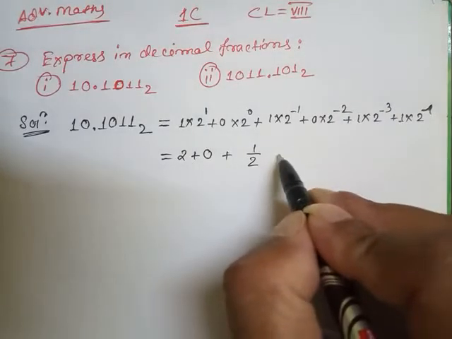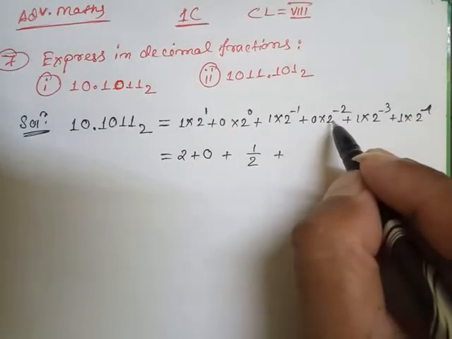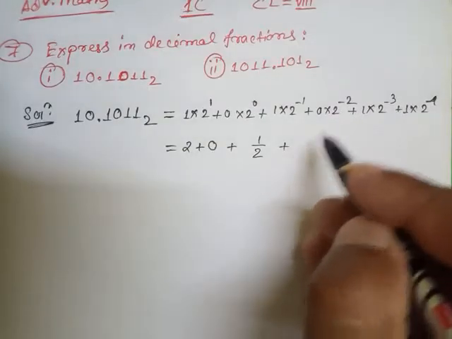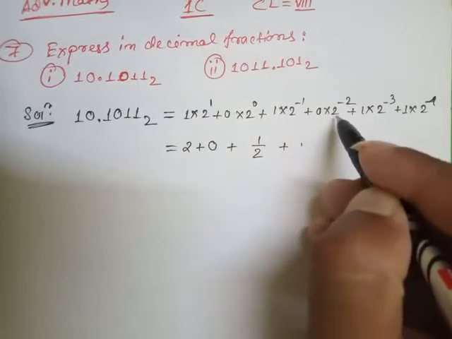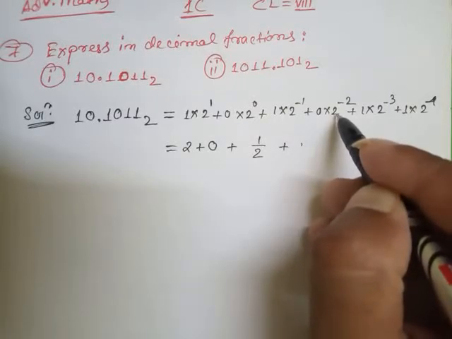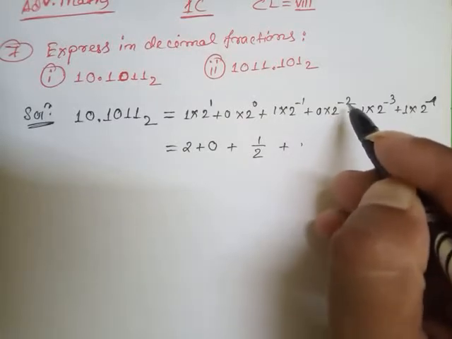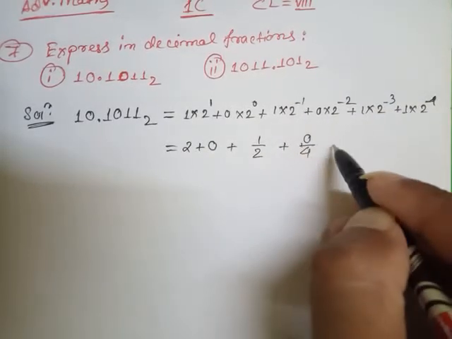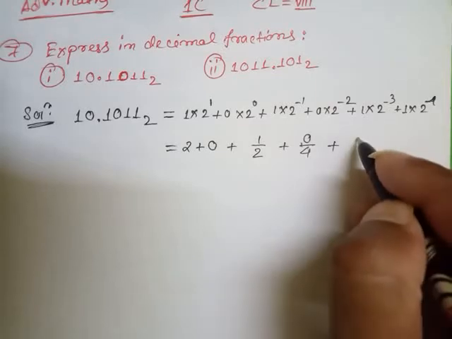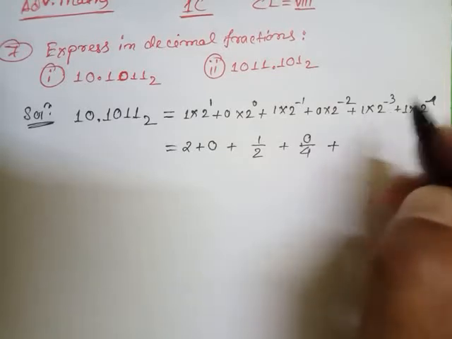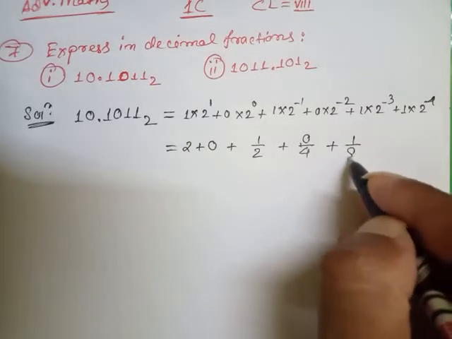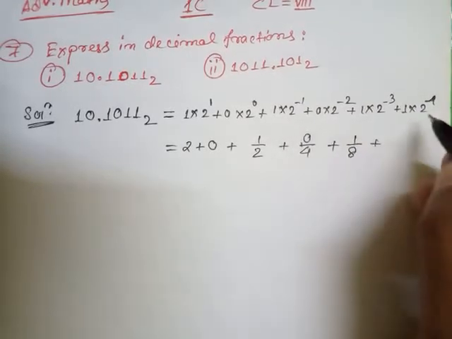Then next one, 0 into 2 to the power minus 2, which means 1 by 4, and 0 by 4 there should be. Then 1 into 2 to the power minus 3, which means 1 by 2 cube, which is 8 actually, then 1 by 8, and 2 to the power minus 4 means 1 by 16.